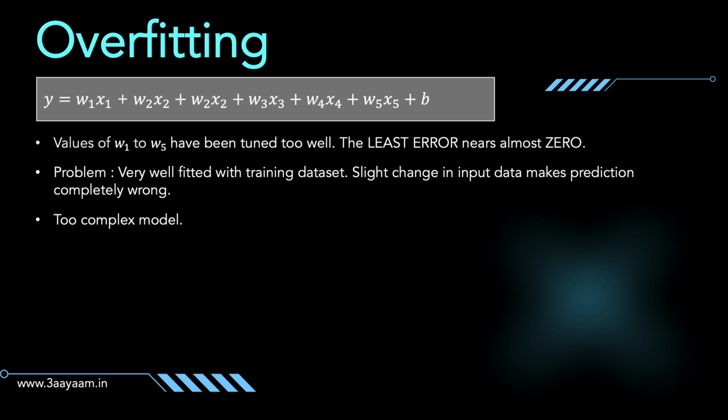The reason for this is that the model is way too complex. Again, the reason ties back to the understanding of the problem statement and the corresponding data set. If they don't match or if they don't map, then the selection of the model would be wrong.